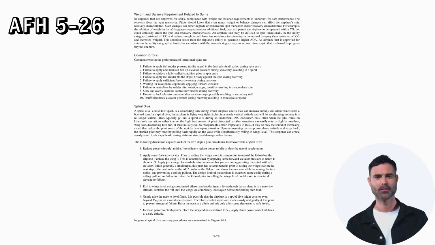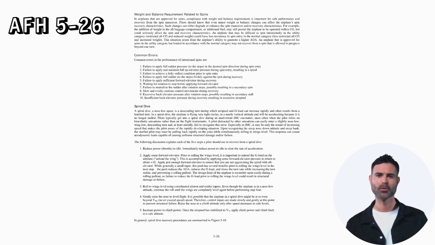A spiral dive, a nose-low upset, is a descending turn during which airspeed and G-load can increase rapidly and often results from a botched turn. In a spiral dive, the airplane is flying very tight circles in a nearly vertical attitude and will be accelerating because it is no longer stalled.